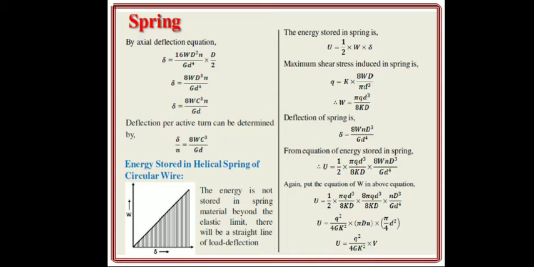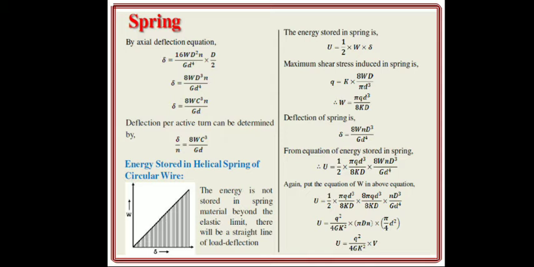Now the next topic, the energy stored in a helical spring of circular wire. Here the delta versus W graph is shown. The energy is not stored in the spring material beyond the elastic limit. There will be a straight line of load and deflection. So the energy stored in a spring is U is equal to 1 by 2 into W into delta.